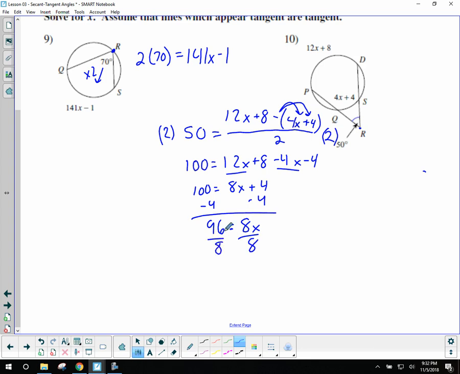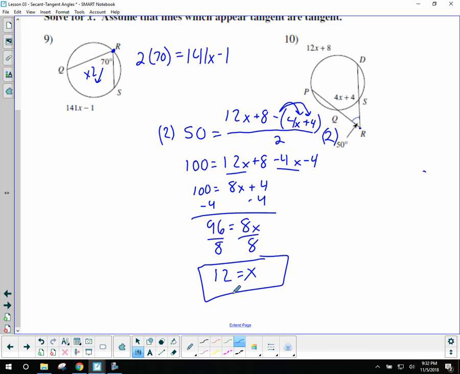Skadoosh. Remember, x is not representing a degree. It's just some variable. So it's okay if it's positive or negative. If x was representing a measure, an angle, then you better make sure it's positive, at least in this class.